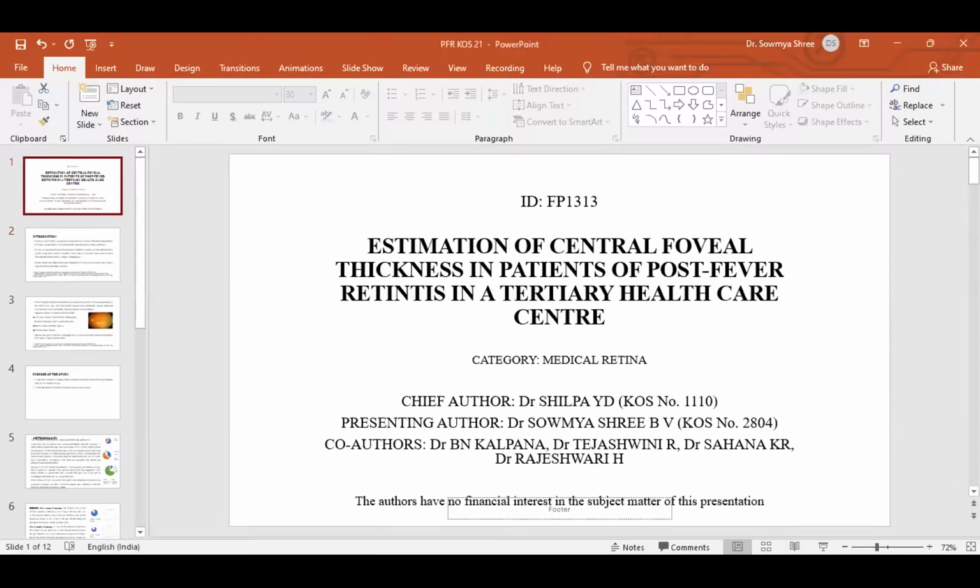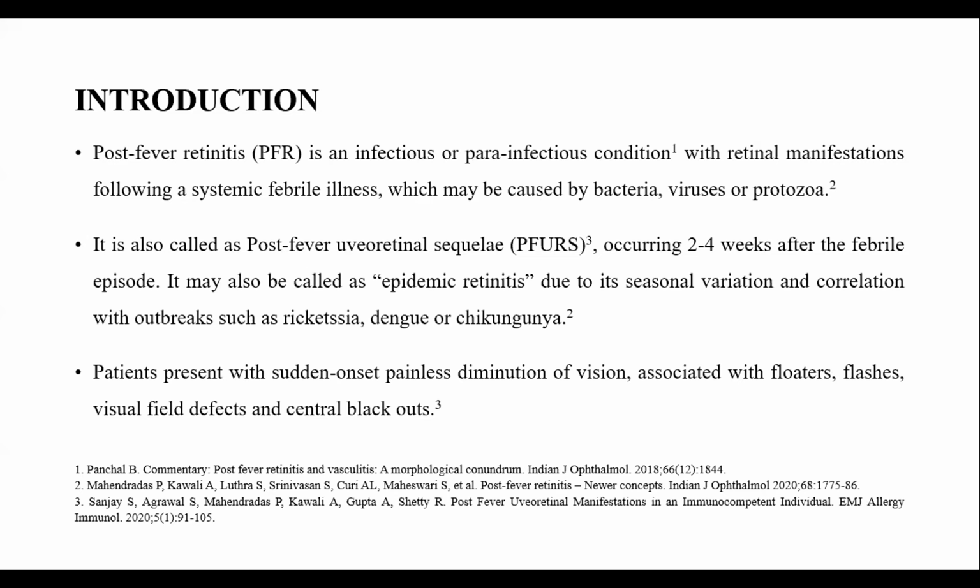Post-fever retinitis is an infectious or para-infectious condition with retinal manifestations following a systemic febrile illness, which may be caused by bacteria, viruses, or protozoa. It is also called post-fever uveoretinal sequelae, occurring 2 to 4 weeks after the febrile episode. It may also be called epidemic retinitis due to its seasonal variation in correlation with outbreaks such as rickettsia, dengue, or chikungunya.